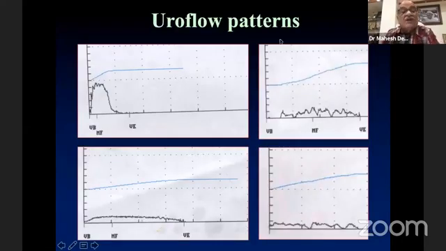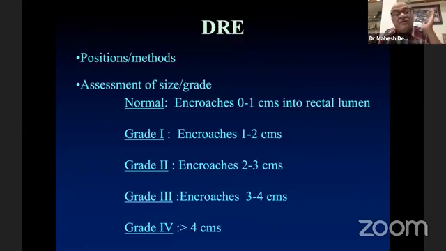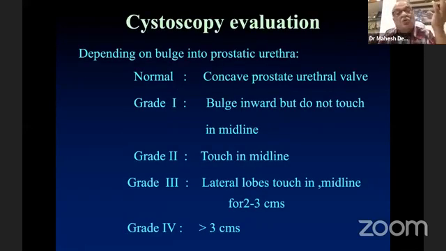Okay, so now in the uroflow, you can see this is normal flow, and this is probably a stricture, and this is the obstructed flow. And what is most important for all of us today, when we are talking about the technique, is the assessment of the prostate size. And there are many ways we have been doing it. Initially, we were doing digital rectal examination and grading the prostate as grade 1, grade 2, grade 3, and grade 4, depending upon how much is the bulge. And it's a subjective assessment.